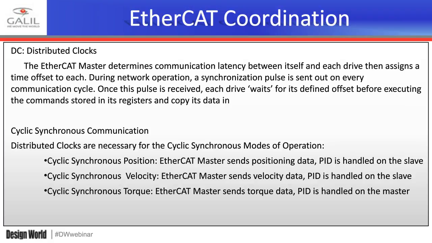In cyclic synchronous position, all the EtherCAT master sends is position. It's a 4-byte piece of data, and any PID profiling is handled on the slave. So the controller simply says, go to this position, and when I come back at the next cycle time, tell me where you are. I'll tell you where to go next. Similar with velocity, except the data being sent now is simply velocity profiling to the drive. In torque mode, the EtherCAT master handles the PID control and then sends torque values directly to the drive.